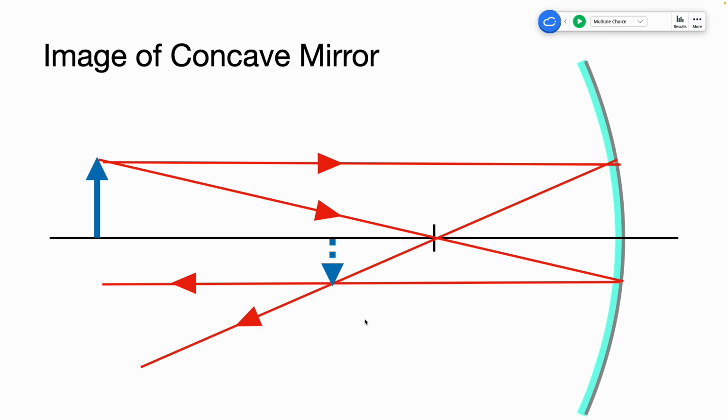Okay? Any questions? So yeah, any questions? This will be the main theme of your homework this week, just drawing this light ray, finding the image.